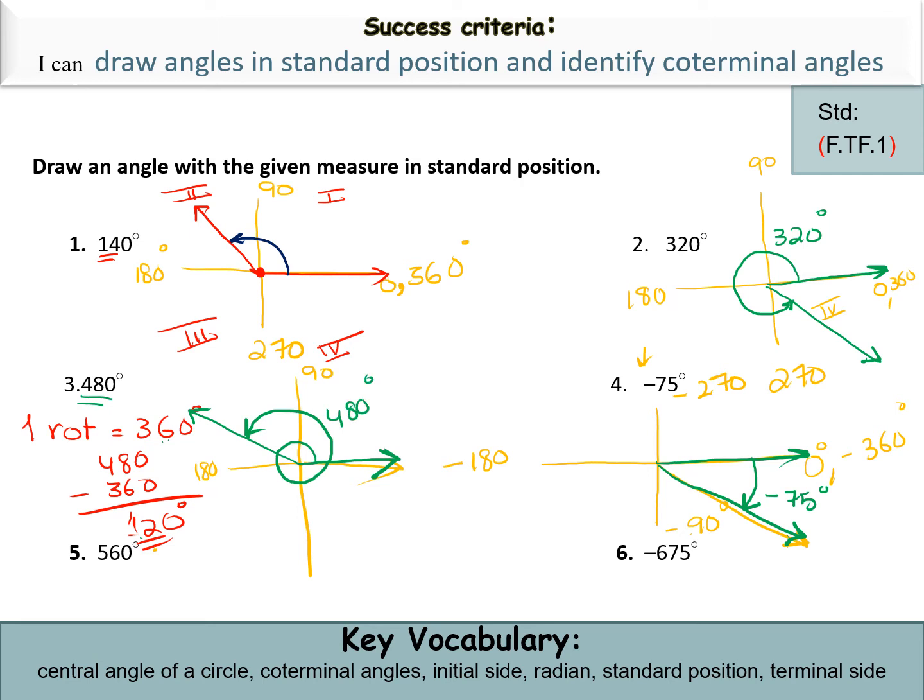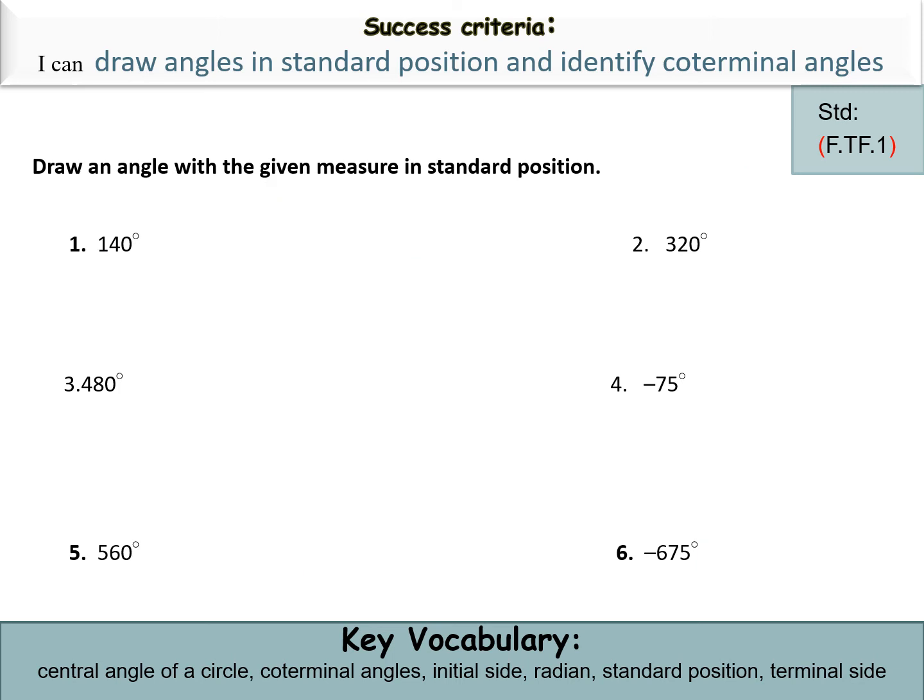Let's try to solve two more questions, that is 560 and negative 675 degrees. How can we make them? Let me erase this. So 560 degrees. How many more rotations have you taken? Of course it is bigger than 360 degrees. So cancel out 360 degrees from it. So 200. You have moved after one revolution, you have covered 200 degrees more.